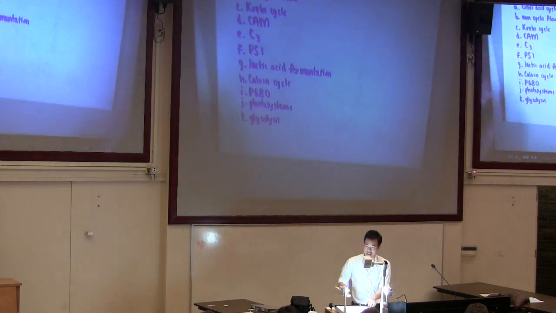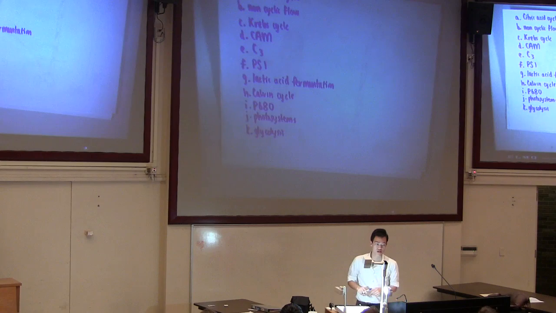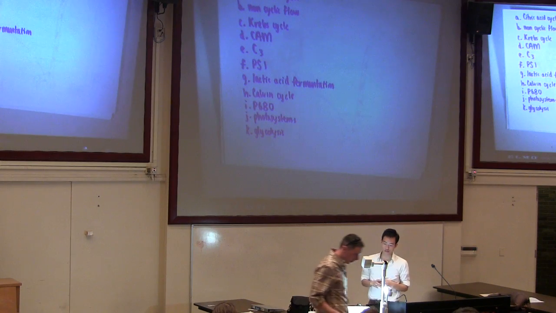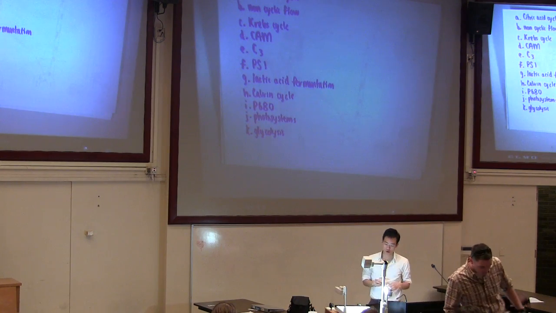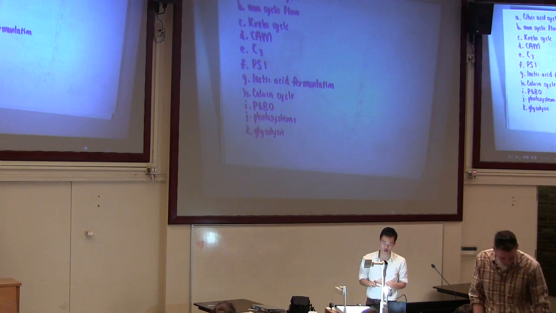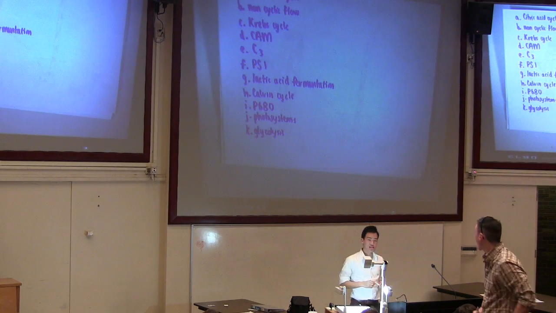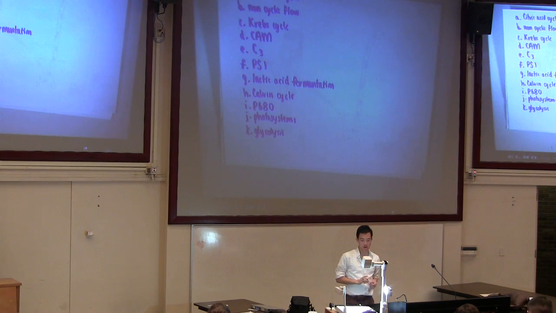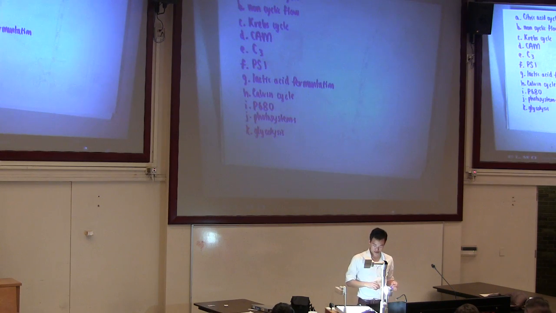And I want you to write this down somewhere. So A, citric acid cycle. B, non-cyclic flow. C, Krebs cycle. D, CAM photosynthesis. E, C3 photosynthesis. F, PS1. G, lactic acid fermentation. H, Calvin cycle. I, P680. J, photosystems. And K, glycolysis.